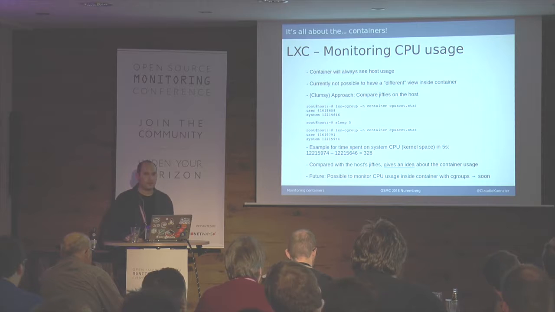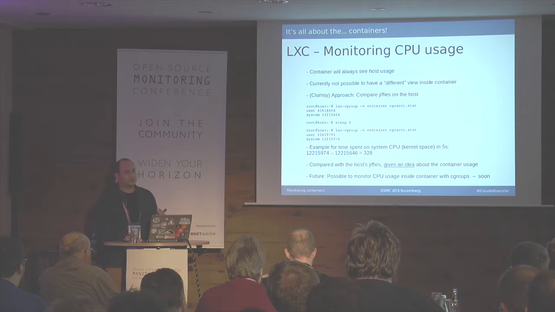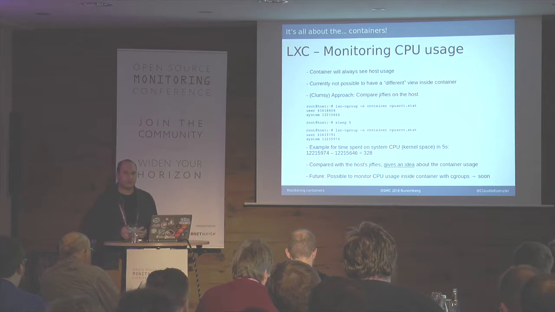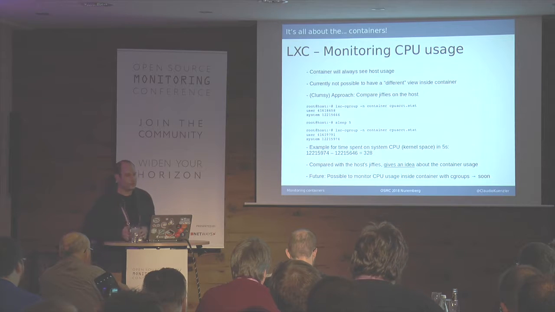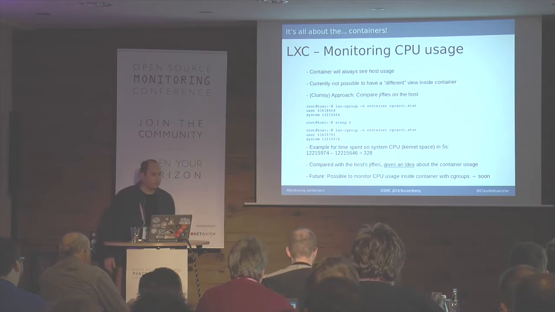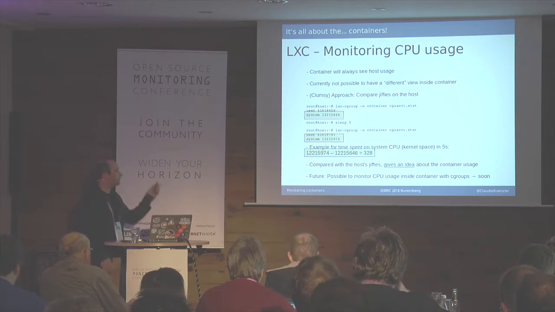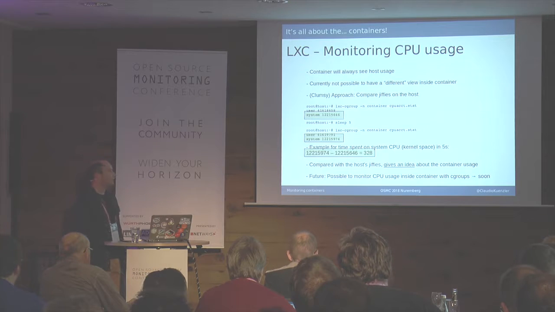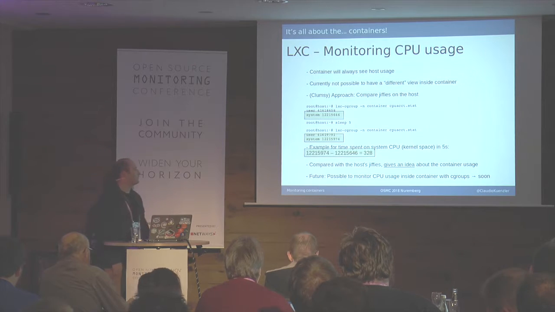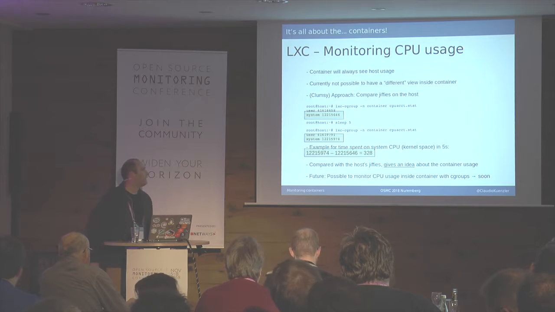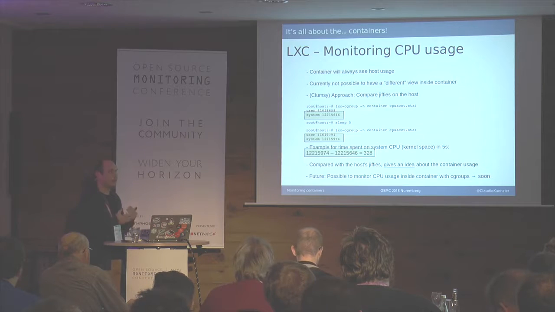It's when we compare jiffies. So jiffies is like the time spent on the CPU, for example, in the CPU usage or CPU system in the kernel space. So what we can do is we just get a current value of, for example, time spent inside the kernel CPU, and wait 5 seconds, get another value, subtract the second versus the first, and we get some value. In this case, just 328. So we got 328 jiffies within 5 seconds.